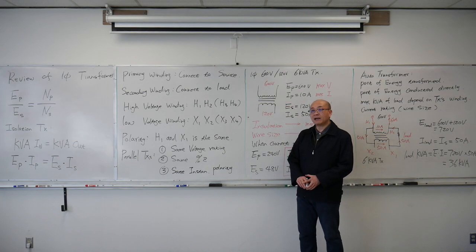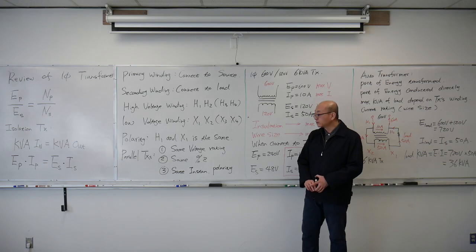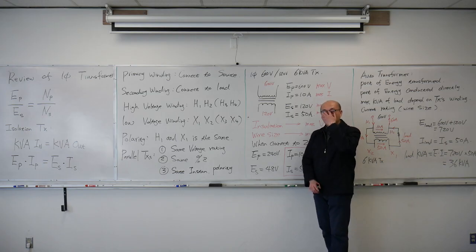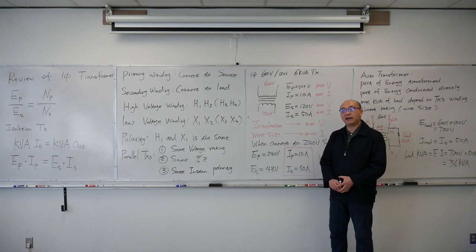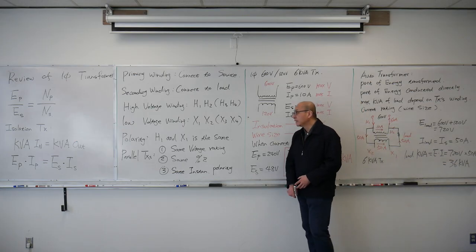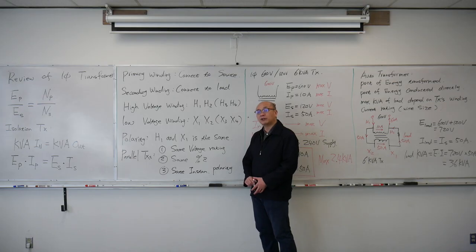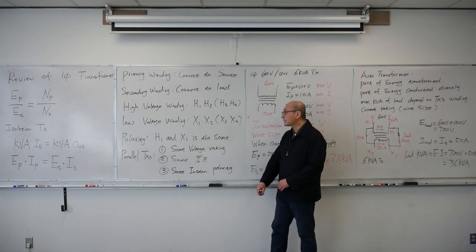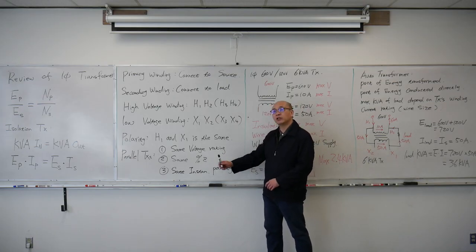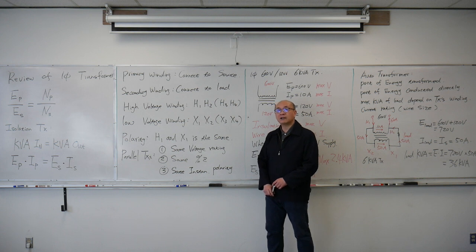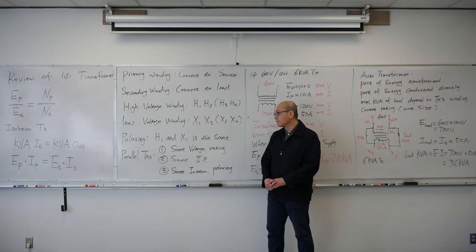And when we parallel transformers together, there are a few things we have to be really careful about. First, the transformer primary and secondary, or the high voltage winding and low voltage winding, must have the same voltage rating. In other words, the transformers must have the same voltage rating and the same ratio between the high voltage and the low voltage.